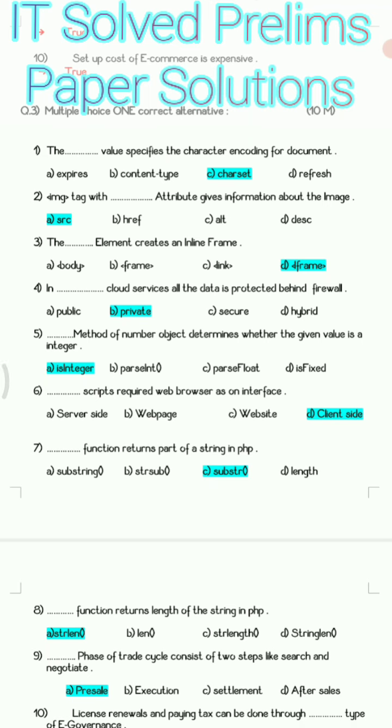Next, in Dash Cloud Services, all the data is protected behind the firewall. So the right answer here is private. Next, Dash method of number object determines whether the given value is integer or not. So basically it is integer, and %, is used to convert the value into integer.